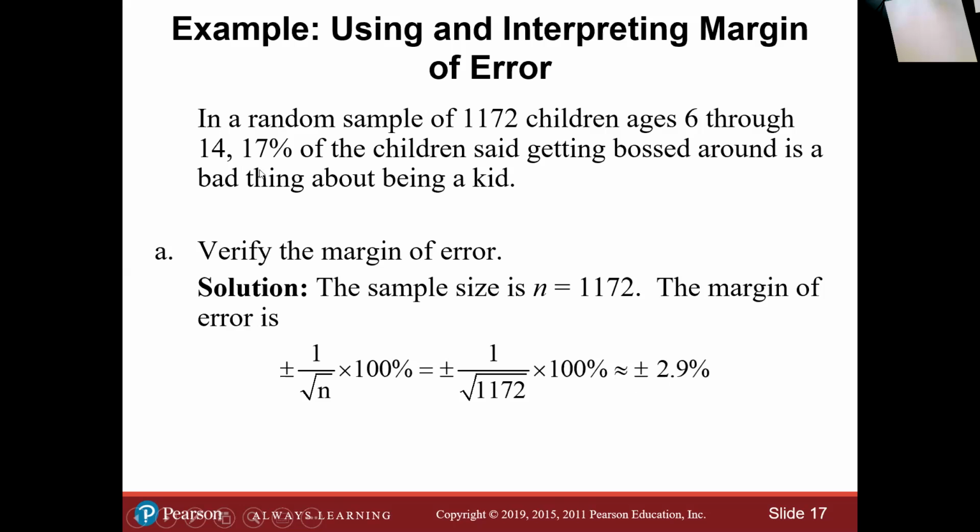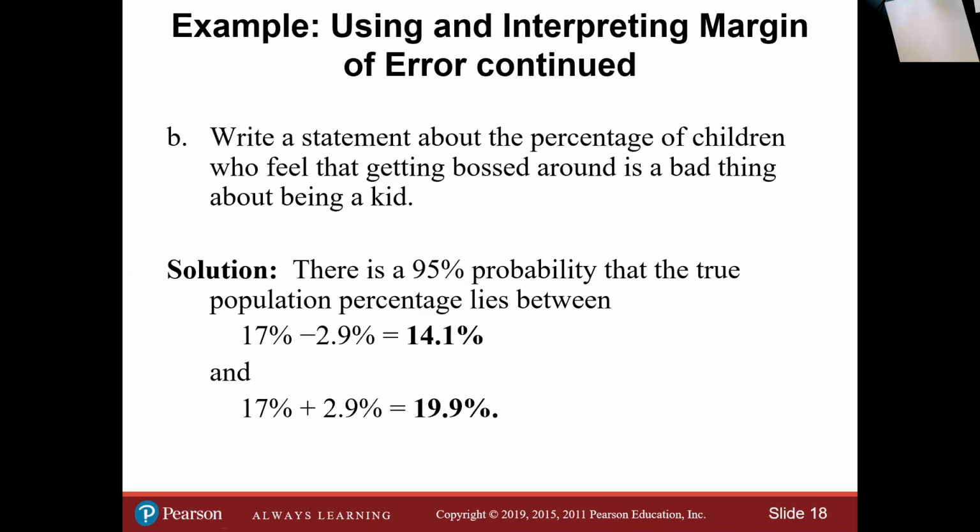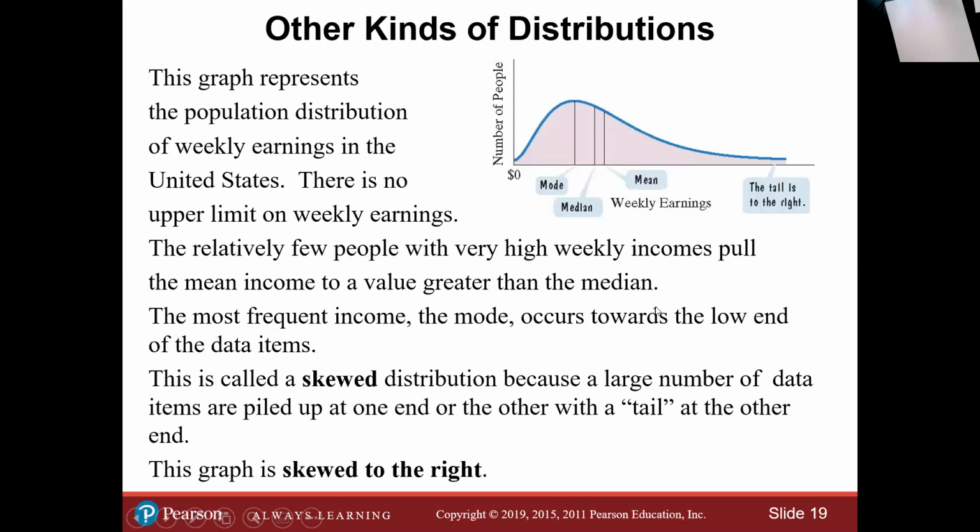So while our results say 17% say that getting bossed around is bad, well, in reality, that could be a little higher or a little lower. So we say plus or minus, give or take 3%. So the actual answer is somewhere between 14% and 20%. So here, if we take that 17, subtract the margin of error, add the margin of error, we say that we have a 95% probability that the actual population is between these two numbers.